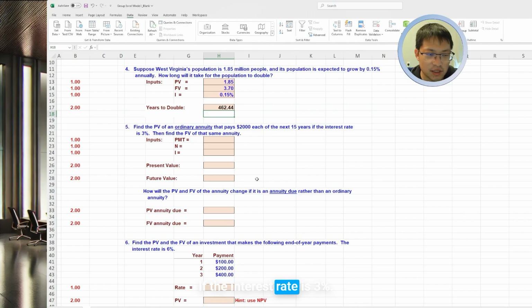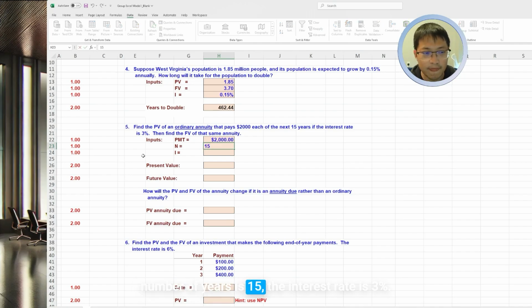Number 5: find the present value of an ordinary annuity that pays $2,000 each of the next 15 years if the interest rate is 3%. Then find the future value of the same annuity. So here this is an annuity. The payment is going to be the same for the next 15 years. So in this case we have a payment, and we no longer have a present value or future value. The payment is 2,000. Number of years is 15. The interest rate is 3%.